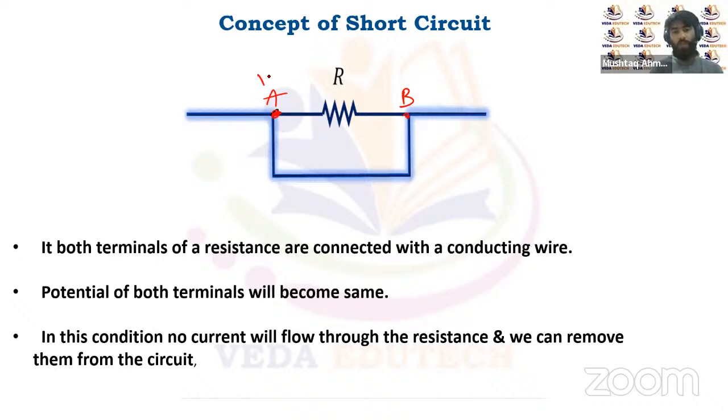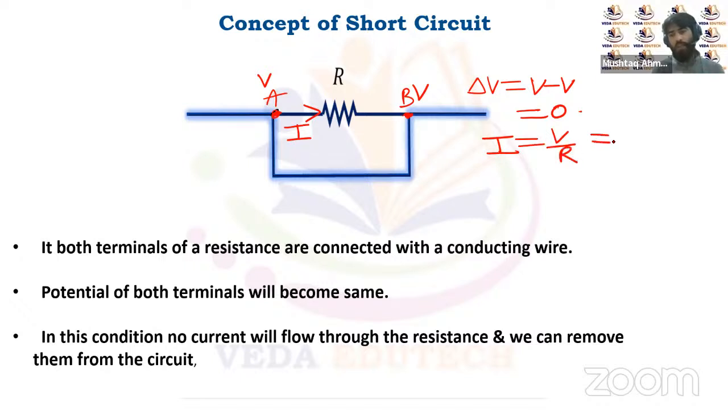It means that whatever be the potential at this point, the same will be the potential at this point as well. If the potential at the two connecting points is the same, it means that the potential difference delta V will be V minus V, that's equal to 0. If that's equal to 0, then the current flowing through this resistor, let's suppose that's I, will be equal to V over R, and V is equal to 0, so that will be 0 over R, that will be equal to 0.